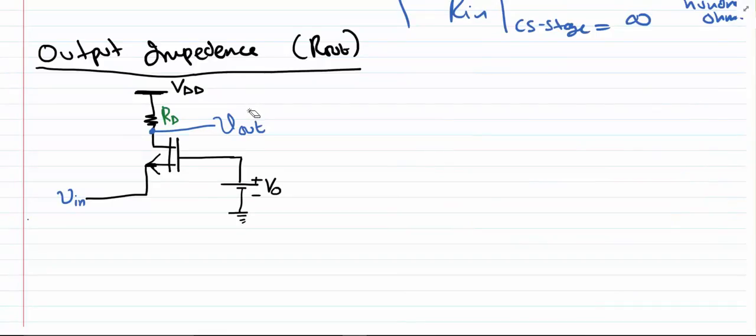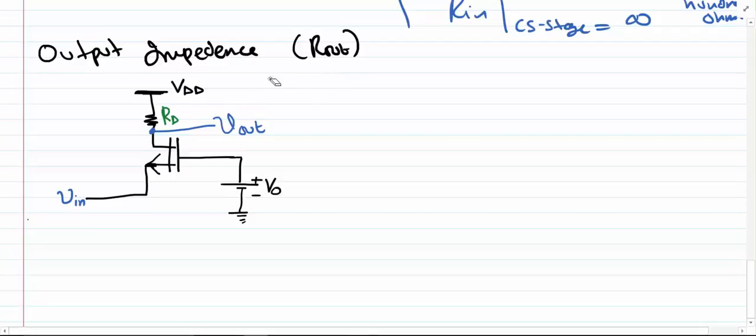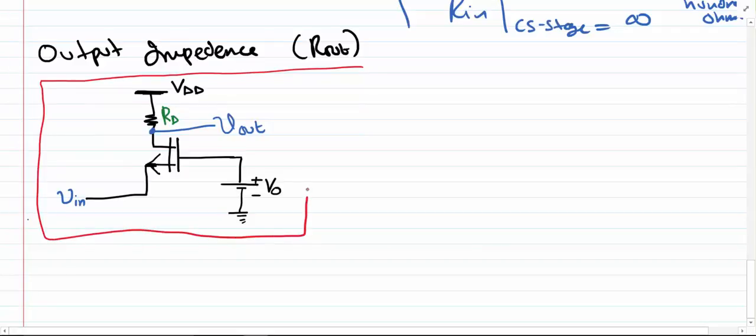Now we need to find the output impedance of the common gate stage, for which again we have to put all this circuit in a black box with only Vout coming out of it. So first thing first, we put the circuit in a black box, and in the second step we need to set all the independent sources to 0. So the VDD goes to ground, the V0 goes to ground, and the input also has to go to ground.